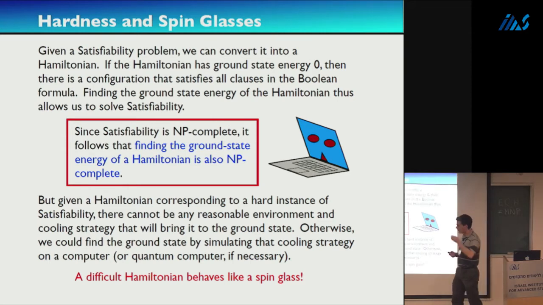Okay, so here we have this connection between finding the ground state energy of Hamiltonians and solving NP complete problems. And that's not really a coincidence. The ground state energy of the Hamiltonian in general can be hard because the Hamiltonian might be the Hamiltonian for a spin glass that doesn't like to relax to its ground state. And they're not exactly the same thing, but they're closely connected.